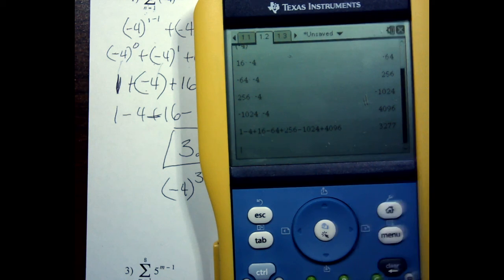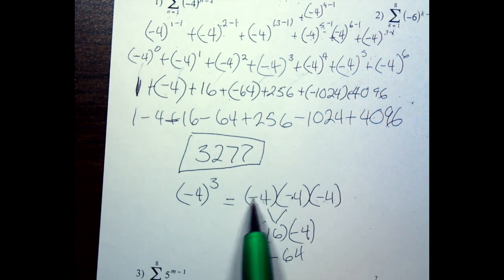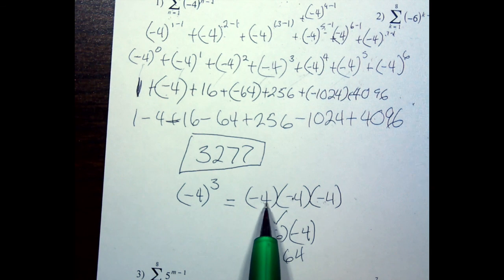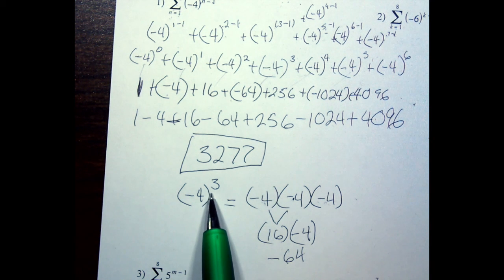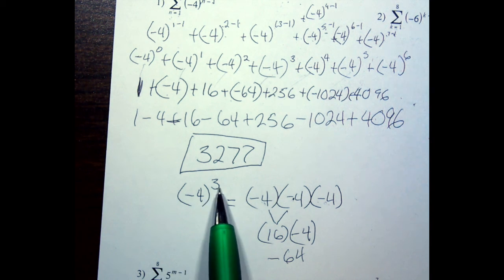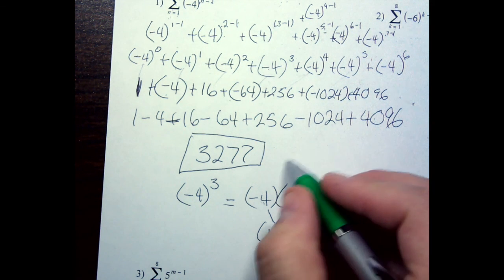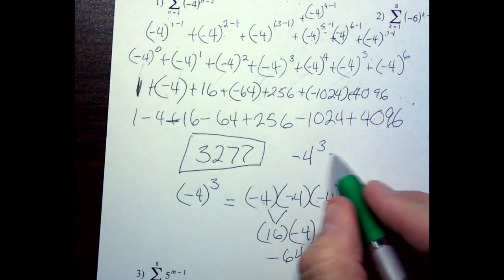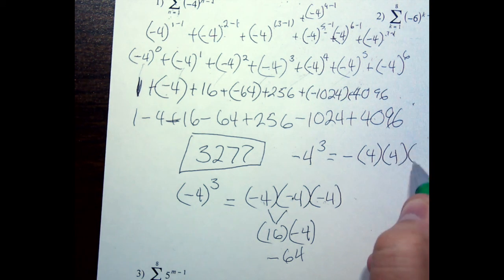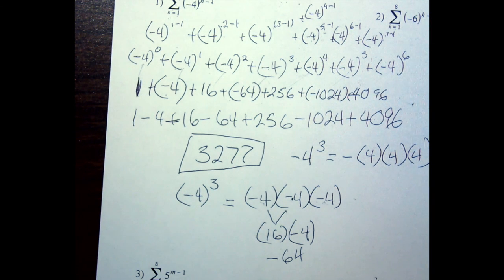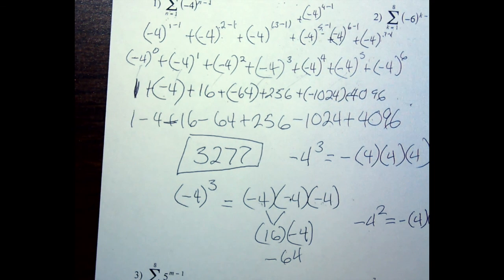The key thing to remember is that when you enter it in the calculator, you have to put it in parentheses, or the calculator will sometimes treat it like a minus 4. By putting it in parentheses, it knows to raise negative 4 to the third power. Without the parentheses, it's going to say negative times 4 times 4 times 4, which works out okay. But if I were to say negative 4 squared, it would say negative 4 times 4. So make sure you put it in parentheses, okay?